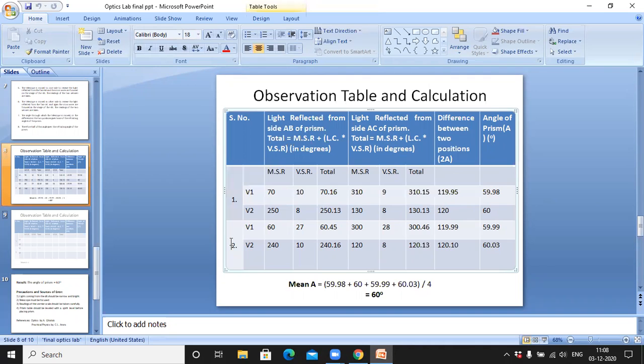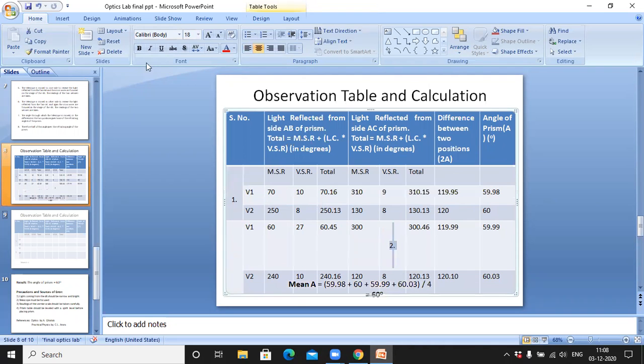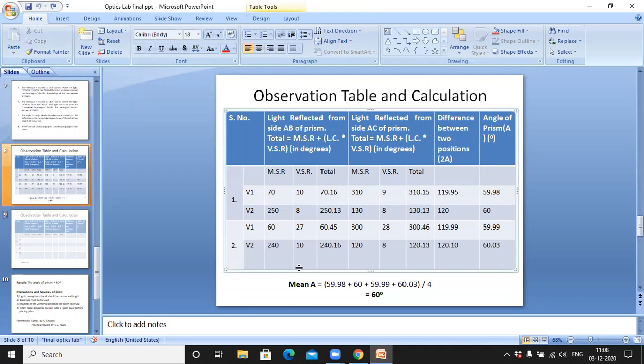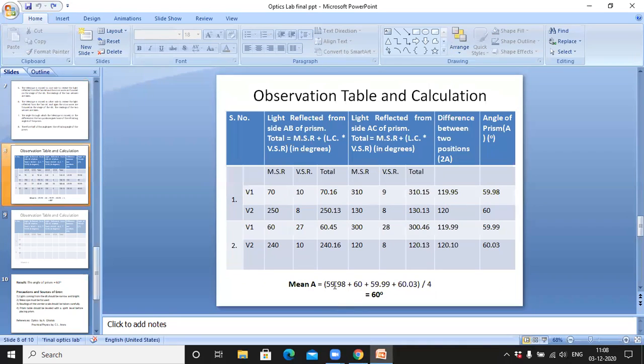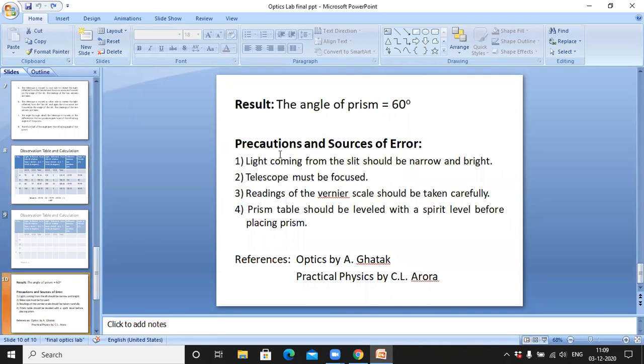You can take another set of the readings, and you can take multiple sets to obtain the angle of prism, and you can take the mean of the values that you have got. So for my case, the angle of prism came out to be 60 degrees. So this is the observation table and how you calculate the angle of prism. So this is the result that we have got. The angle of prism is 60 degrees.